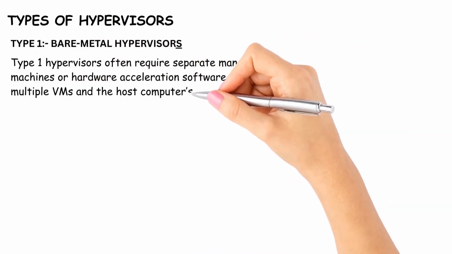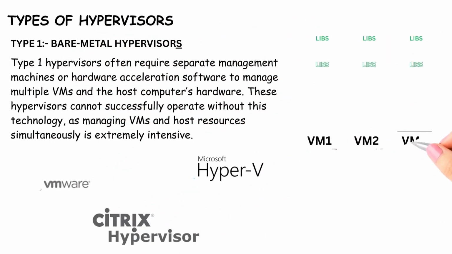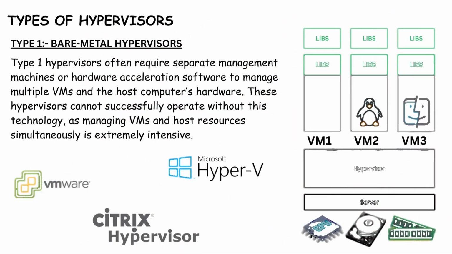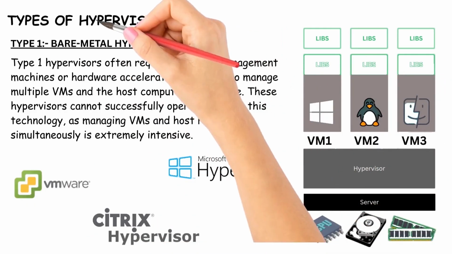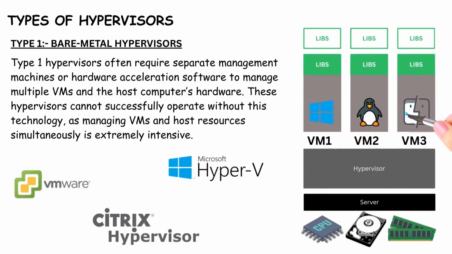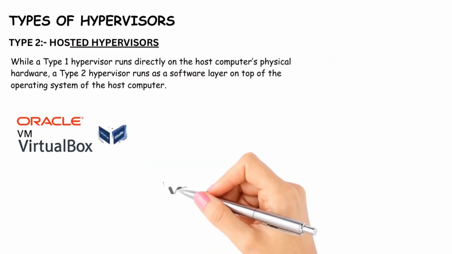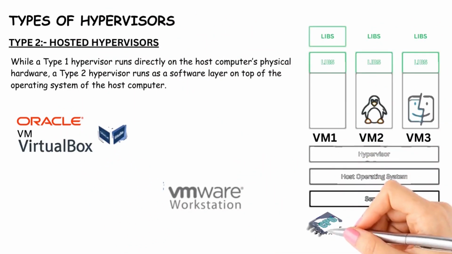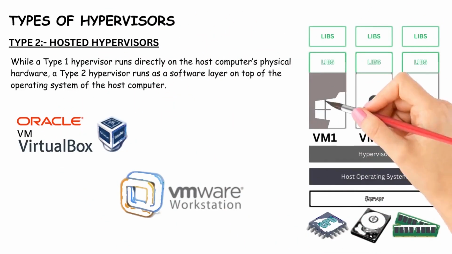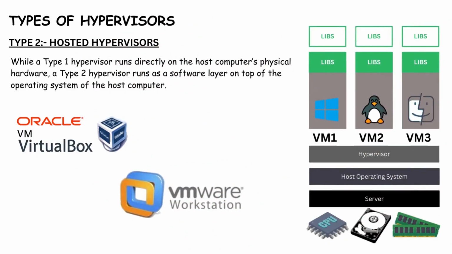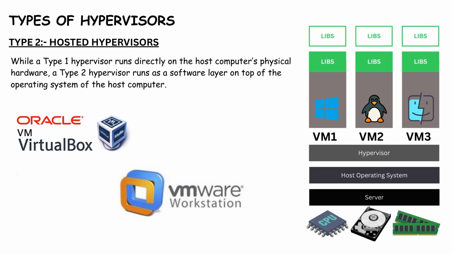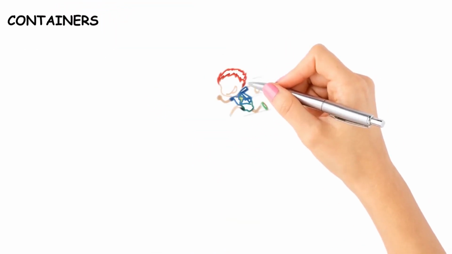There are two types of hypervisors. Type 1, also known as bare metal hypervisors, run directly on the physical hardware. These are common in enterprise environments. Examples include VMware ESXi and Microsoft Hyper-V. Type 2, or hosted hypervisors, run on top of an existing operating system. Think of something like Oracle VirtualBox, VMware Workstation, which you can install on your Windows or Linux machine to spin up a virtual environment. Now let's talk about containers.